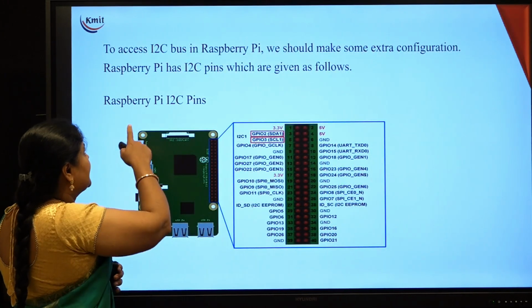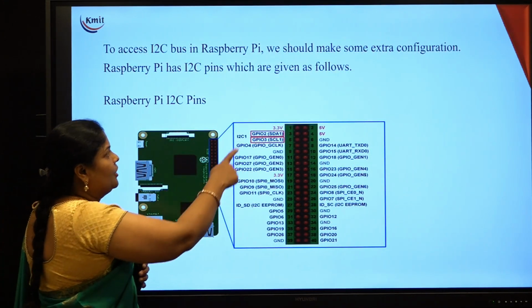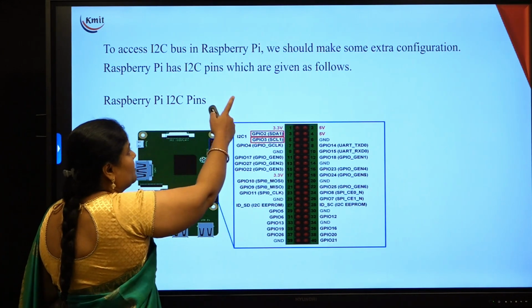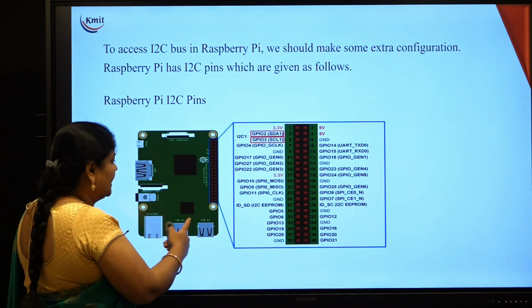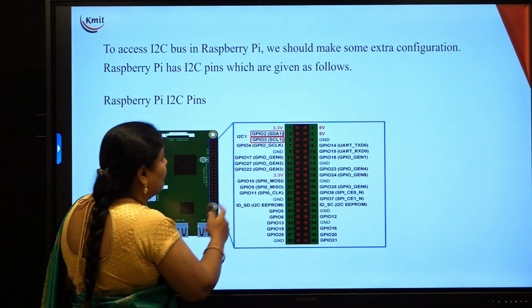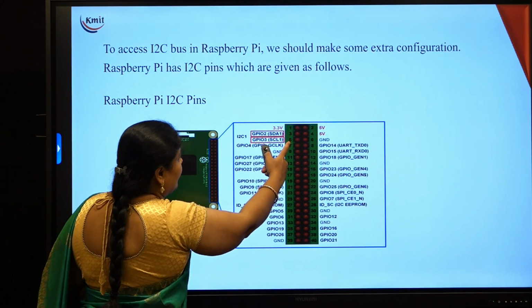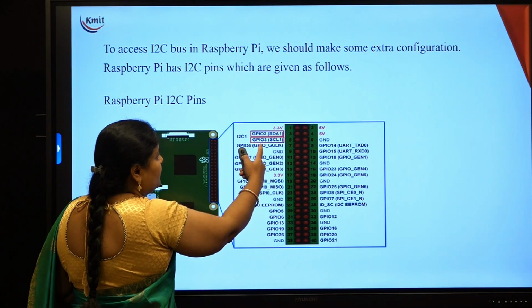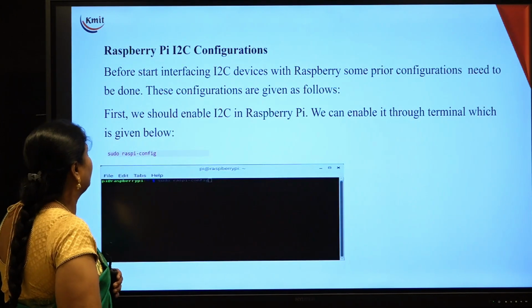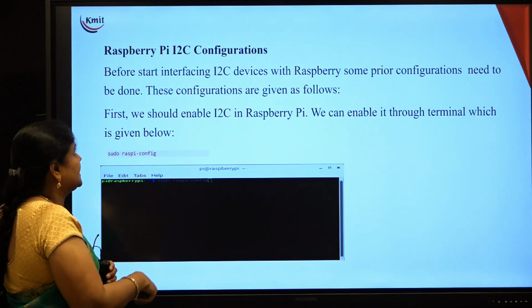Next, to access the I2C bus in Raspberry Pi, we should make some extra configurations. Raspberry Pi has I2C pins which are given as follows. On the Raspberry Pi board with 40 GPIO pins, these are the 2 pins, the 3rd pin and the 5th pin, GPIO 2 and GPIO 3. These are the SDA line and SCL line on the Raspberry Pi board. So to configure, these are the steps.